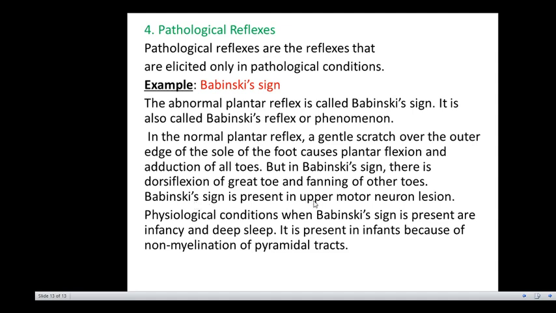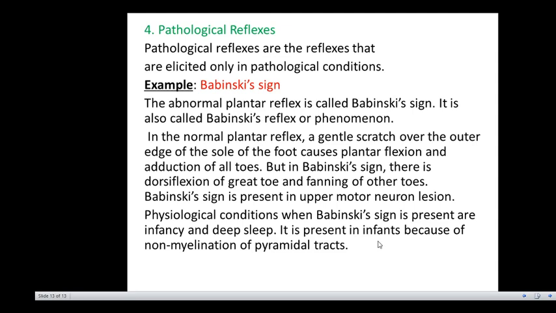We will discuss the upper motor neuron lesion in detail in future classes. For now, just remember it is elicited in case of upper motor neuron lesion. Physiological conditions when Babinski sign is present are infancy and deep sleep. In infants and during deep sleep, the Babinski sign is normally present. It is not abnormal. It is accepted.